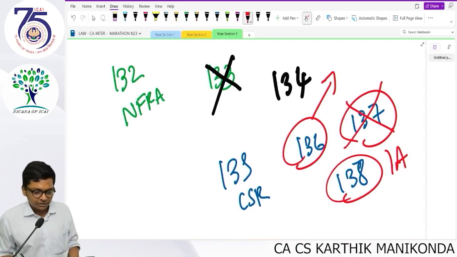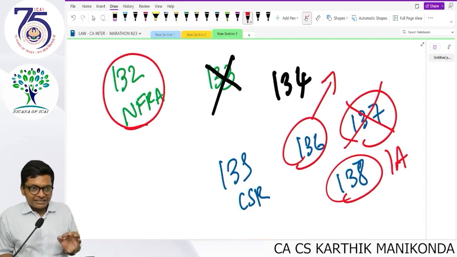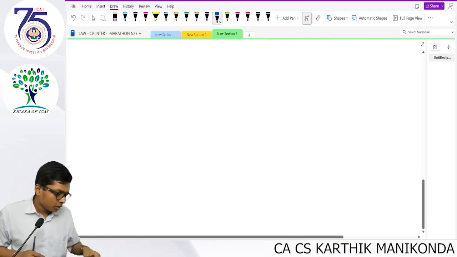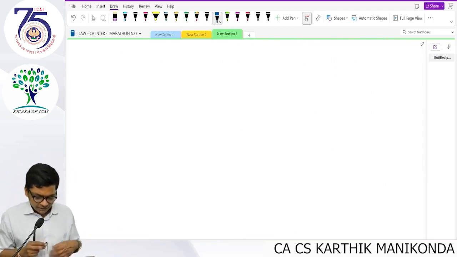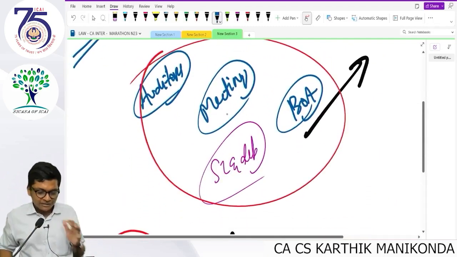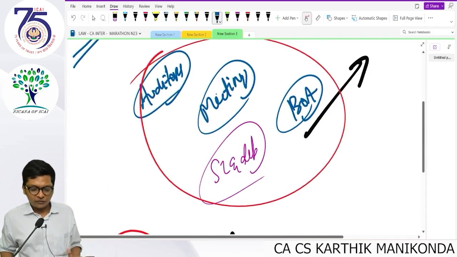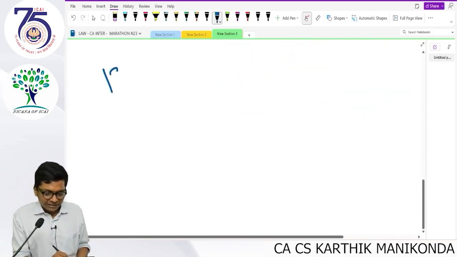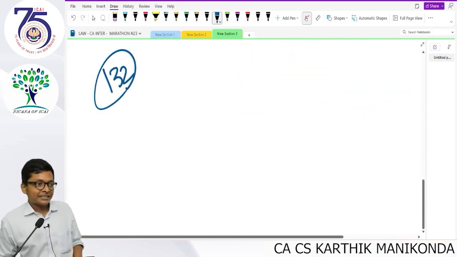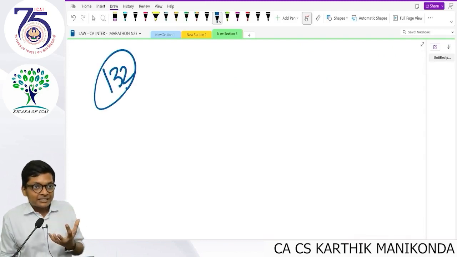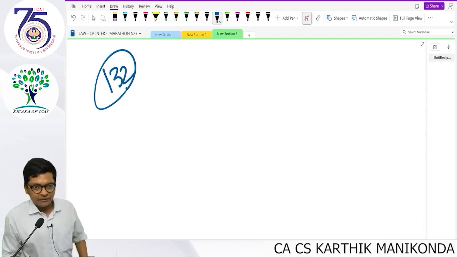XBRL reporting limits. 132 is another section which ICAI has never tested us. 132 is never tested again. I don't know if you heard the recording. All I just said was in previous part we finished all of this. No, we have this left and then we are seeing these sections. So 132 is another section that ICAI never tested because the institute doesn't like this section. NFRA is a section which takes away the institute's powers.